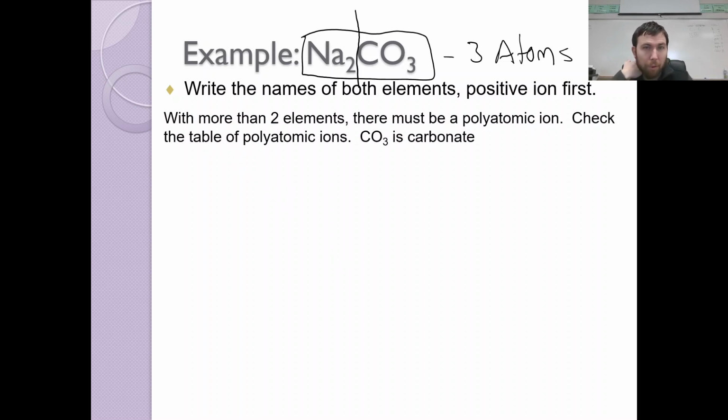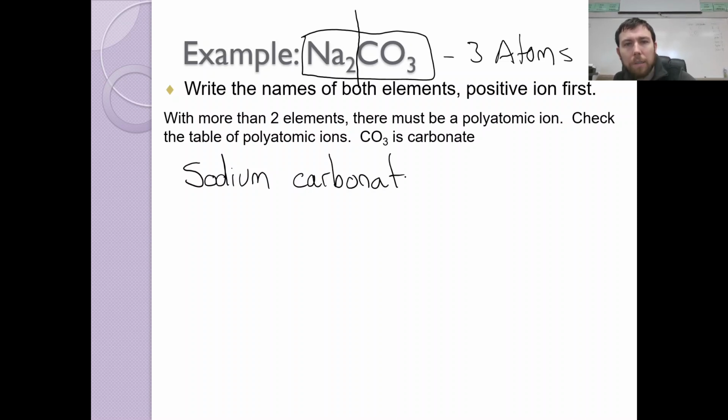So we're going to write the names of both of the elements, the positive ion first. Now, like I said, we got more than 2 elements, so we know that we have to have a polyatomic ion. So we're going to check that list that's in your reference sheet. You also wrote it down in your notes. You're going to check that list and you're going to find CO3. You're going to see that CO3 is carbonate. So then when we write this, we're going to start off by simply stating that this is sodium carbonate.